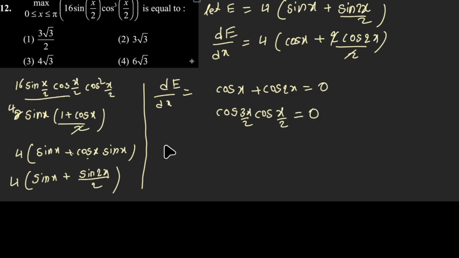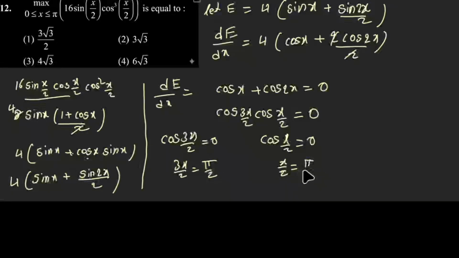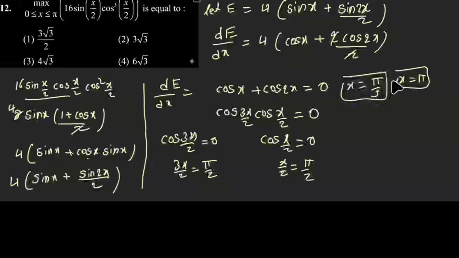So cos 3x by 2 into cos x by 2 is equal to 0. One condition is cos 3x by 2 is equal to 0, the other is cos x by 2 is equal to 0. So 3x by 2 is equal to pi by 2, and x by 2 is equal to pi by 2. So x is equal to pi by 3 or x is equal to pi. These two are critical points. So the curve changes at pi by 3 and at pi, and the curve will go this way.